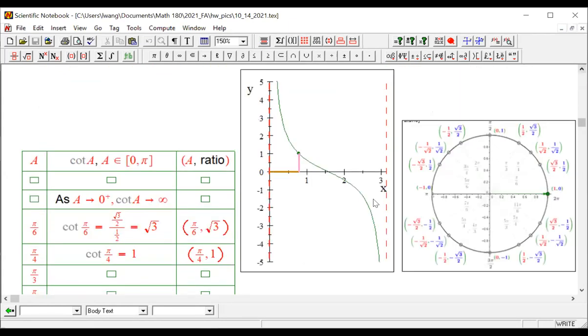Okay. You know this is pi over 4. When the input for cotangent is pi over 4, the output is 1. How do we get the 1? You take the red divided by the blue, that's cosine divided by sine. So that point goes there, right? Mm-hmm.